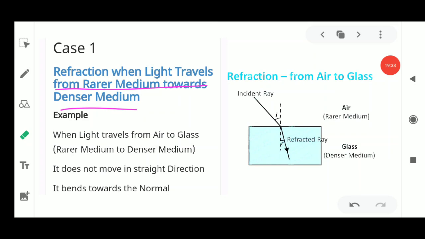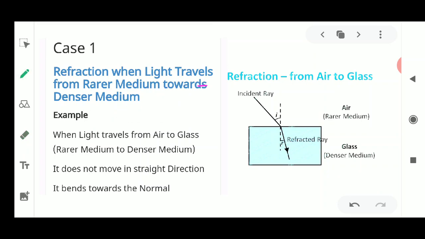Okay, so what happens here is that refraction takes place two times. Once when the light enters from the air into this glass, it bends once, and then again when it moves out from the glass, it bends again, moving from glass to air. So there are two cases which we need to study.